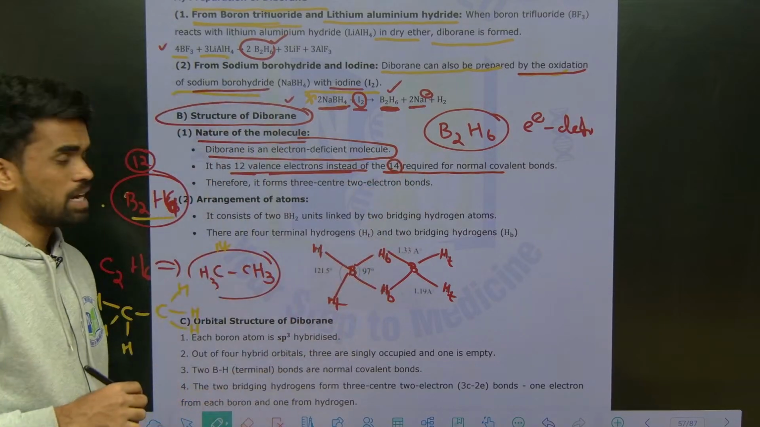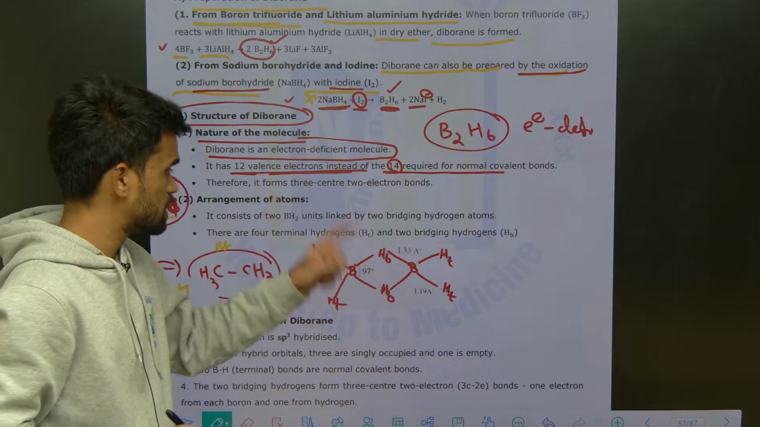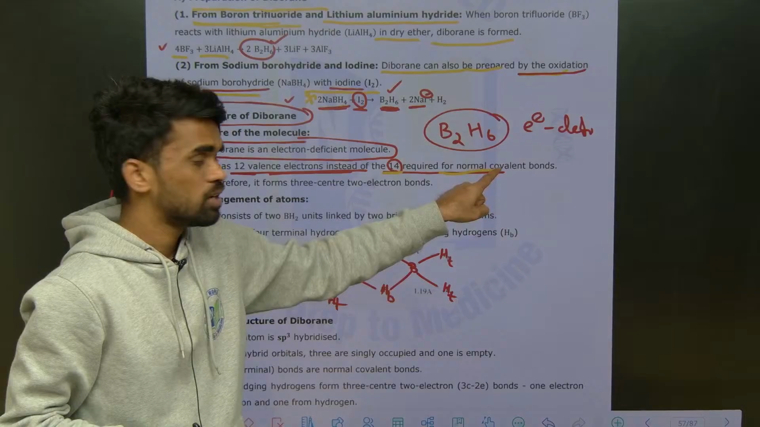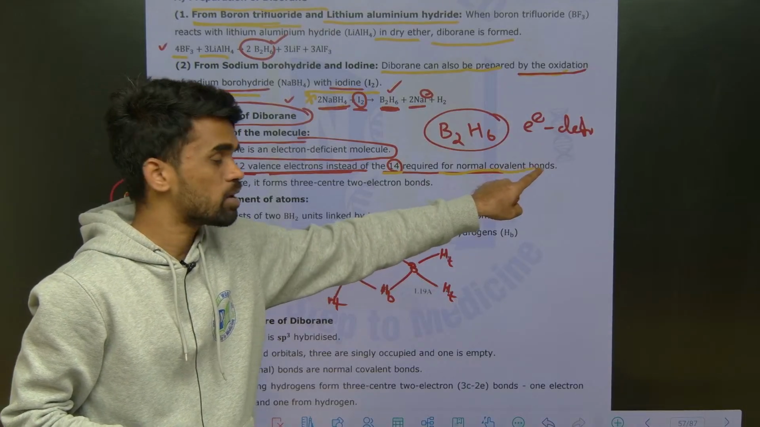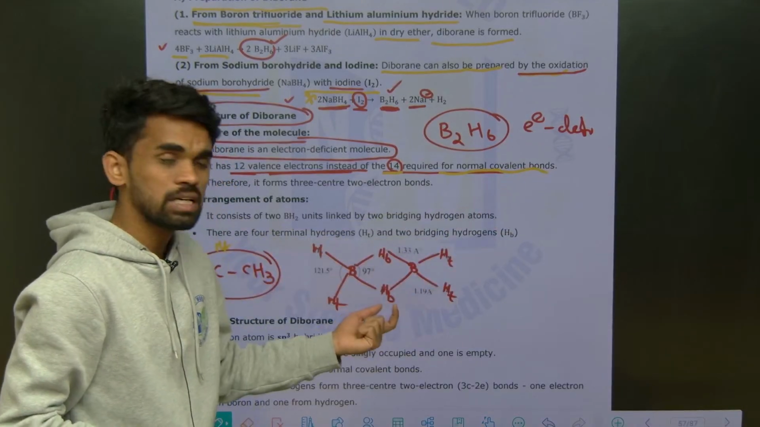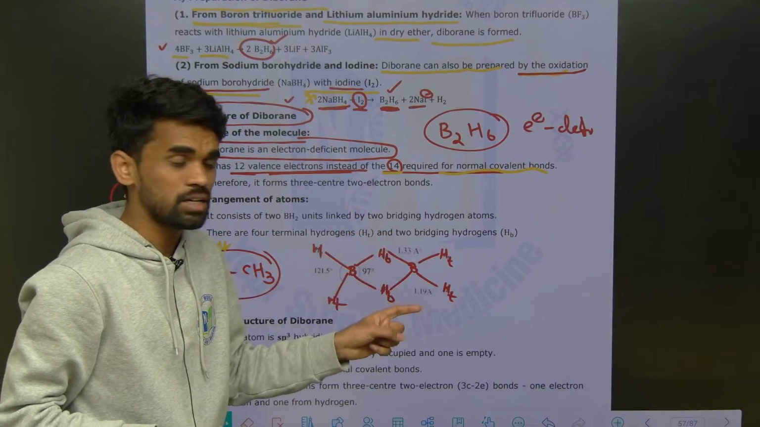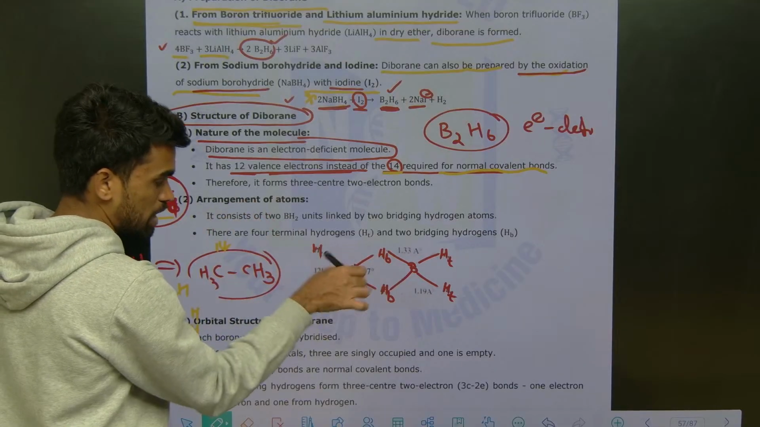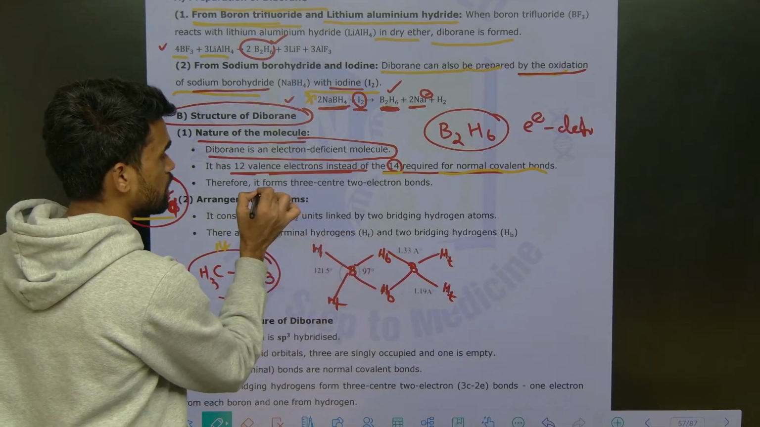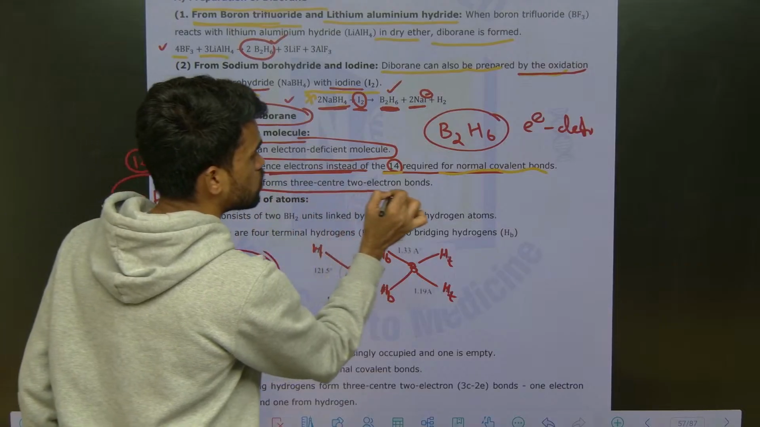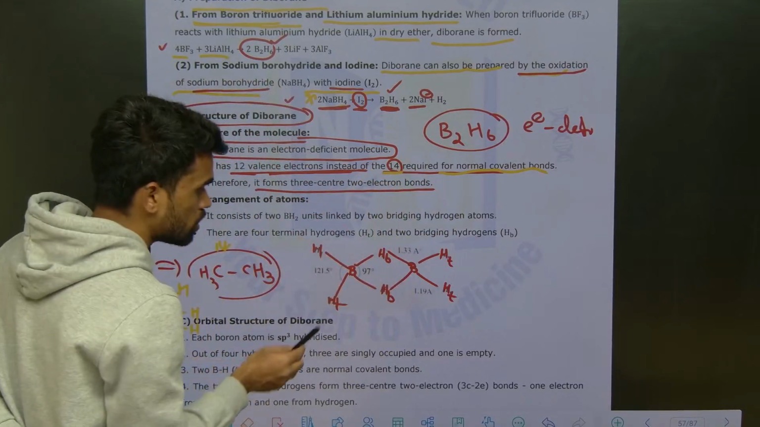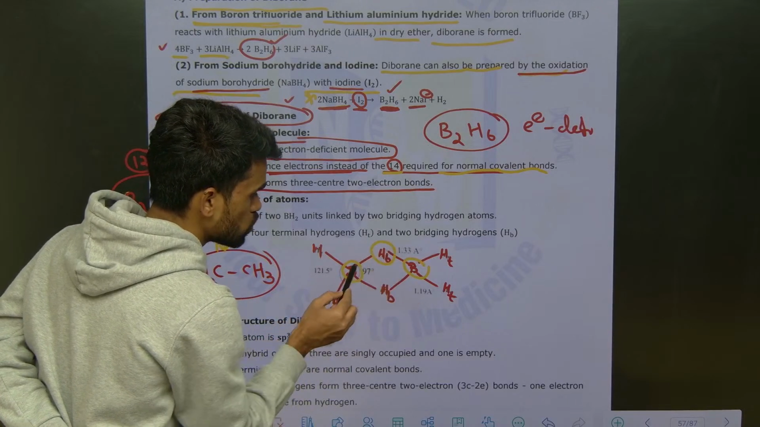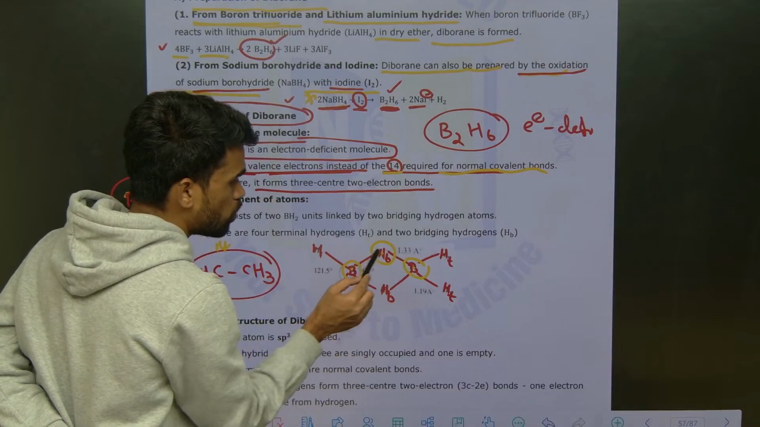Okay, so now if you see, it has 12 valency electrons instead of 14. 14 is the required number of electrons for normal covalent bonds. It means these are not normal covalent bonds, there is something different here when we compare with the ethane molecule. So what is the difference? Due to its electron deficiency, with only 12 electrons, diborane forms 3-center 2-electron bonds. It means boron here, one more boron here, and hydrogen in between. So for these 3 centers you have only 2 electrons.